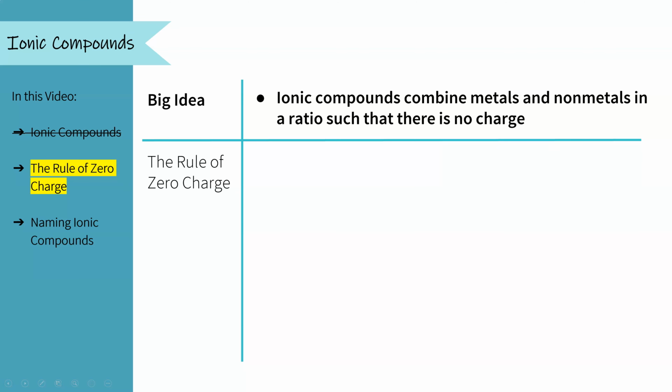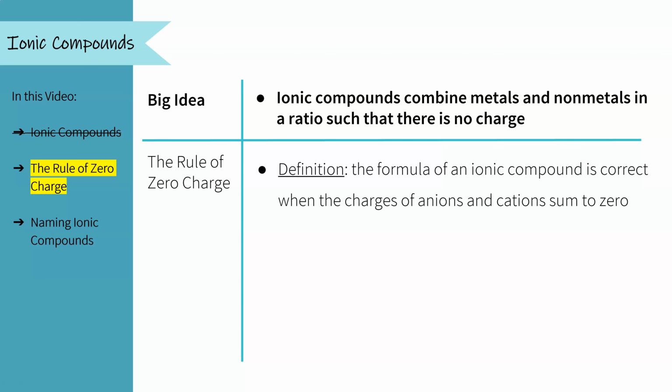When we think about how ionic compounds form, one strategy that we use is the rule of zero charge. This rule states the formula of an ionic compound is correct when the charges of the anions and the cations sum to zero. This feels like a lot, but let's break it down with a few examples.